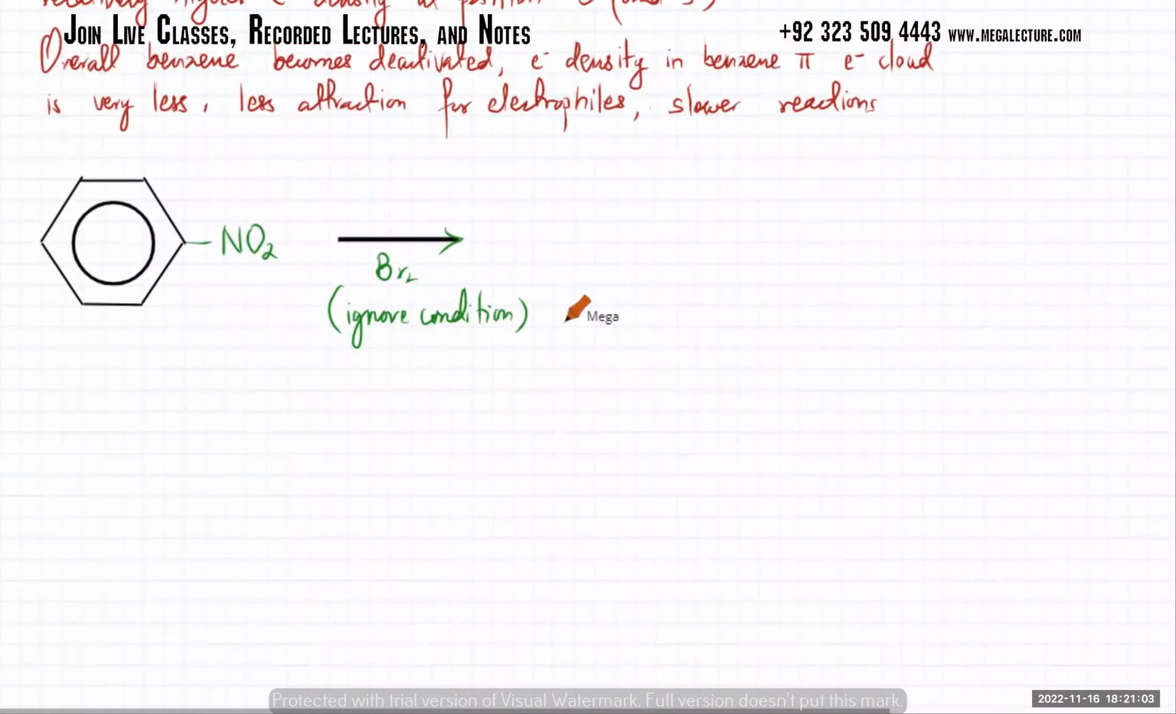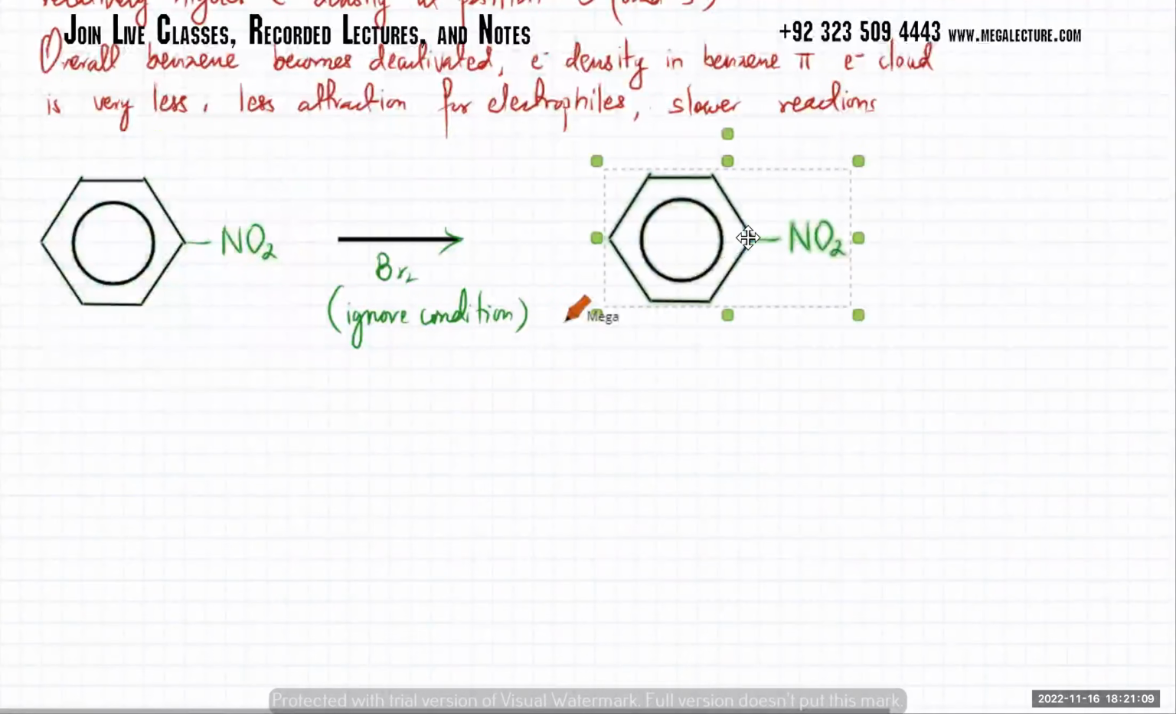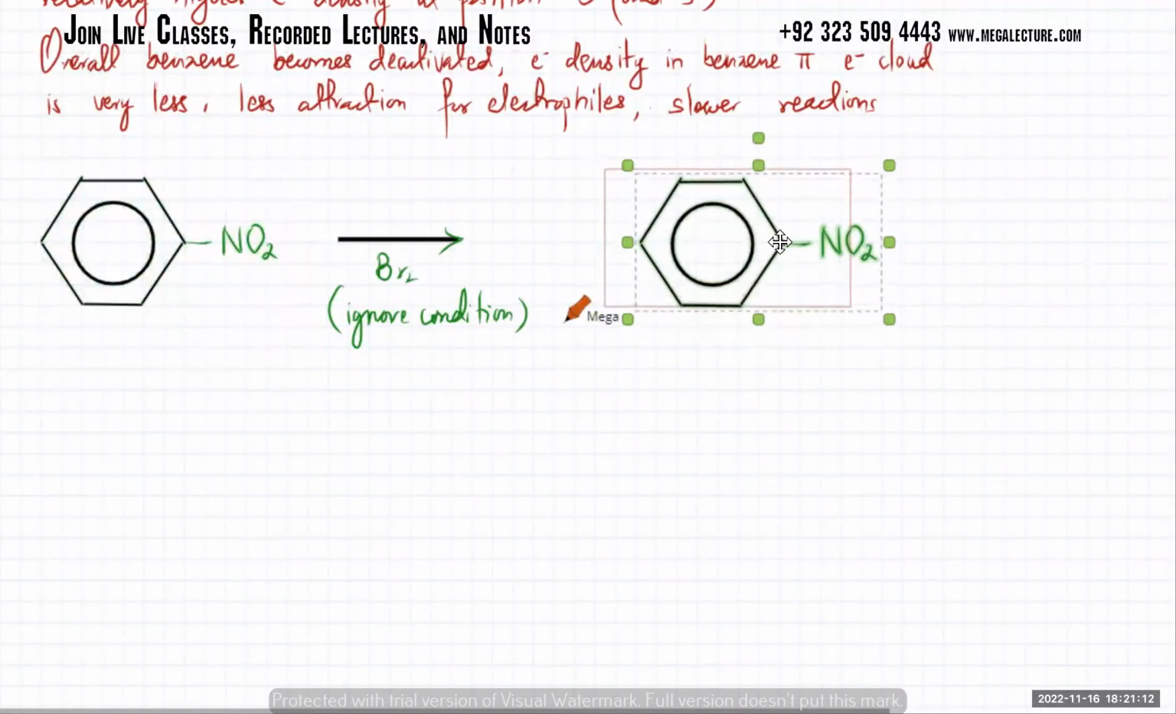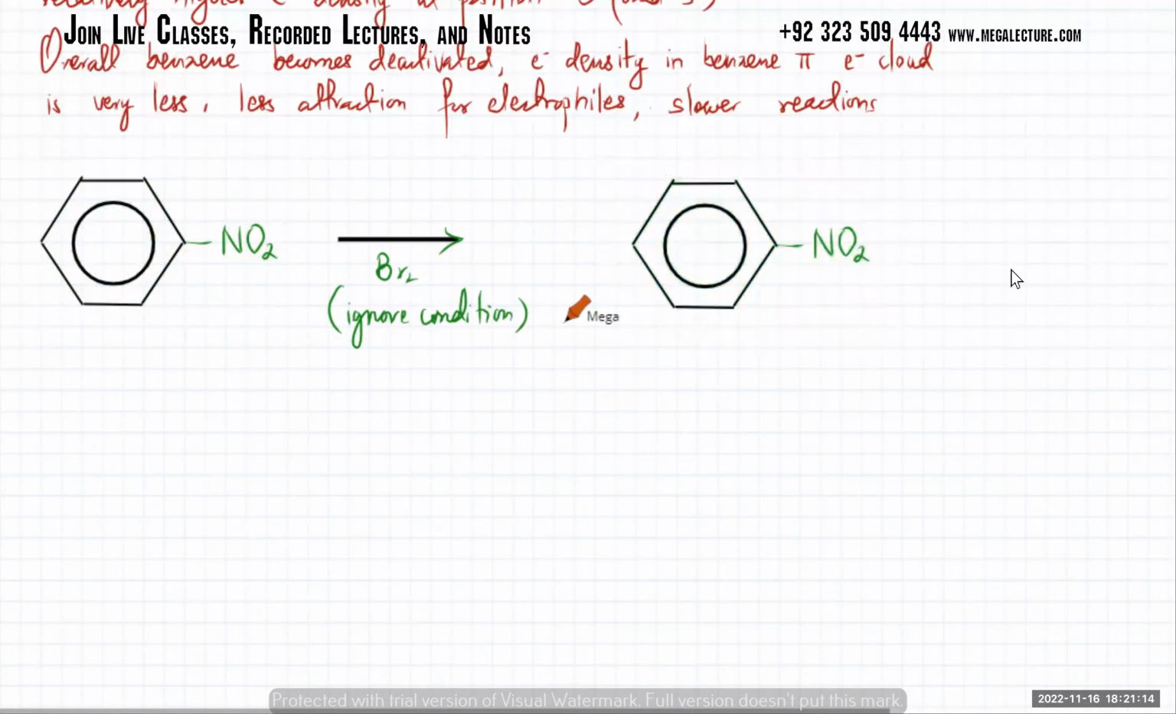All you have to do is, if they tell you to tell them what the product is, the bromine is probably going to get attached to position 3 or 5, which in this case will be exactly the same. So here I'll just add a Br. Is that clear?